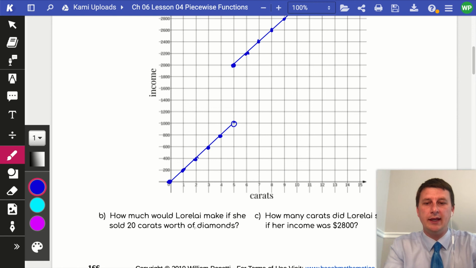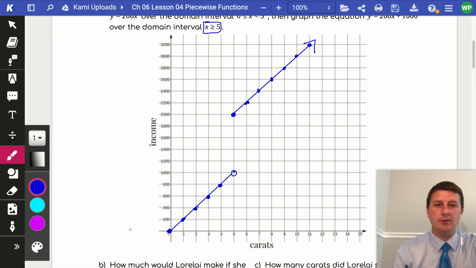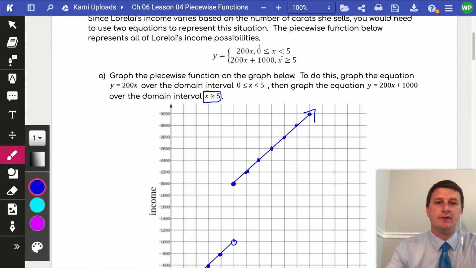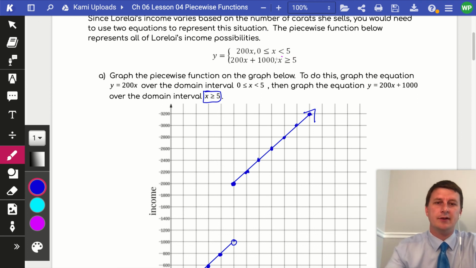How much would Lorelei make if she sold 20 carats worth of diamonds? So we look at the graph, we go to 20 on the carats, and we realize we don't have 20. So we have to do this algebraically. So we look at our intervals, and we know that there's going to be 20 carats. So is 20 a number between 0 and 5? And the answer is obviously no. 20 is not a number between 0 and 5. Is 20 greater than or equal to 5? The answer is yes.